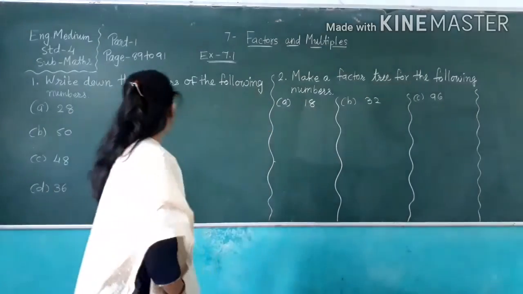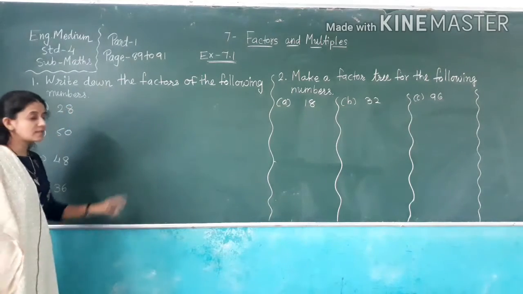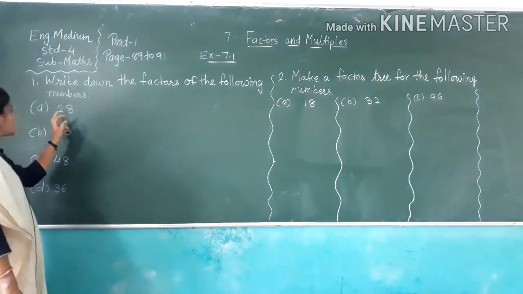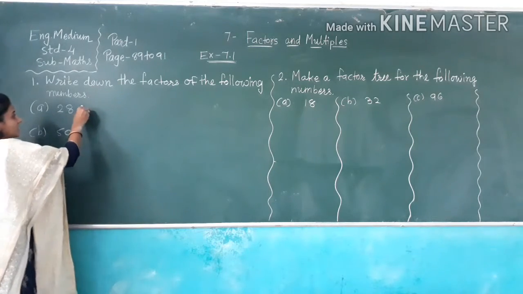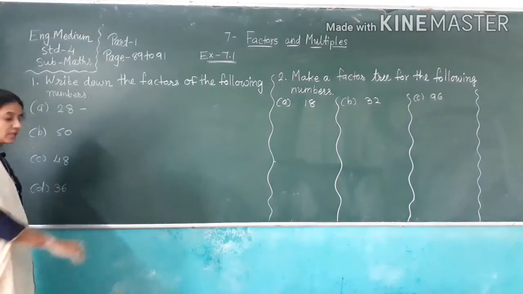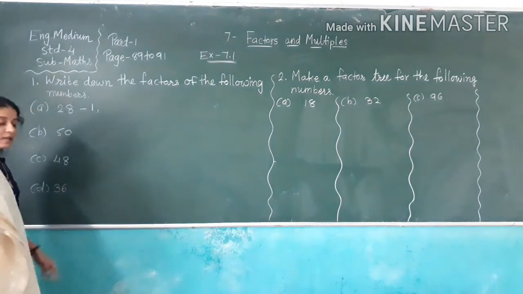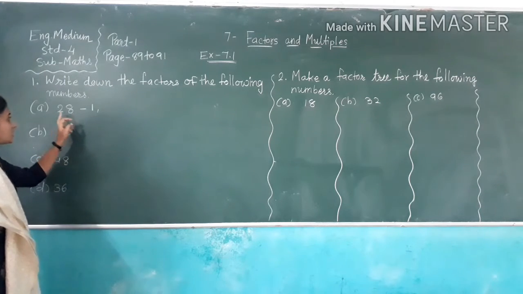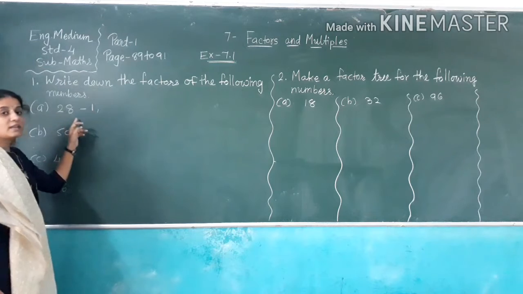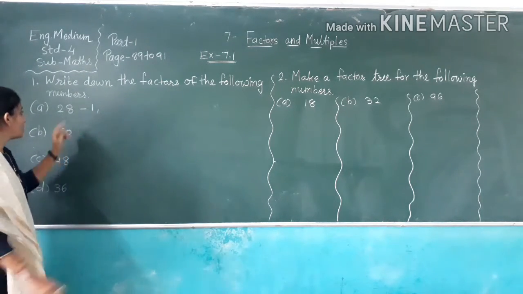Question number 1. Write down the factors of the following numbers. Here, 28. First we try 1. 1 twenty-eights are 28. So 1 is a factor of 28. That means 28 is also a factor. 1 and 28 both are factors of 28.